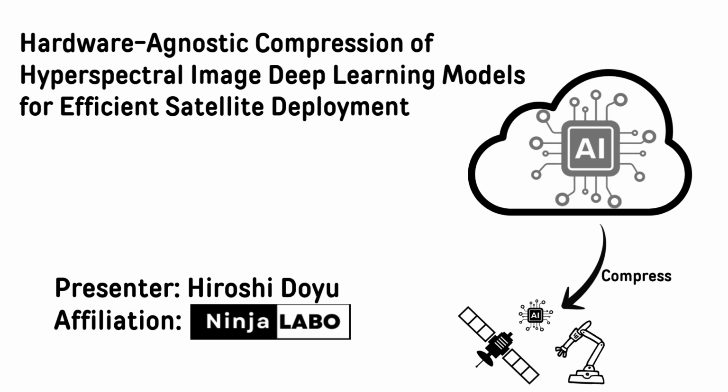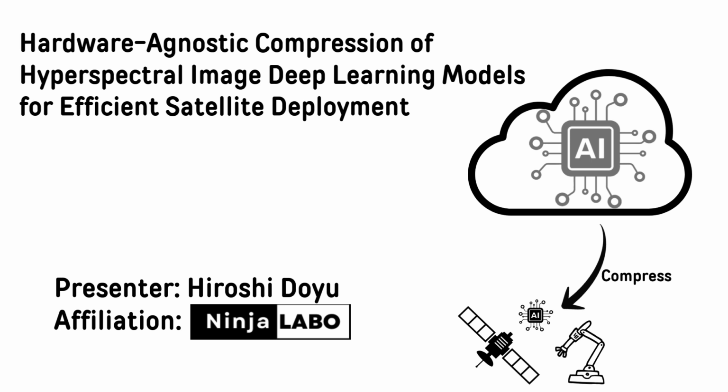Today I'm going to talk about hardware-agnostic compression of hyperspectral image deep learning models for efficient satellite deployment. Ninja Labo is a Finnish startup specialized in compressing DNN to run over diverse hardware environments.